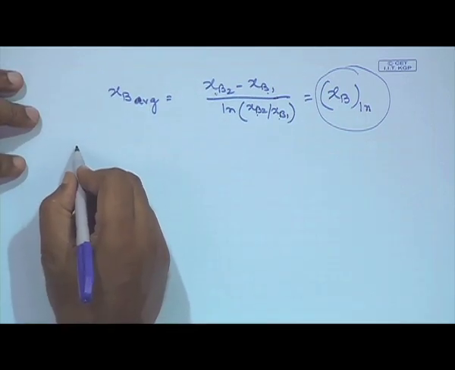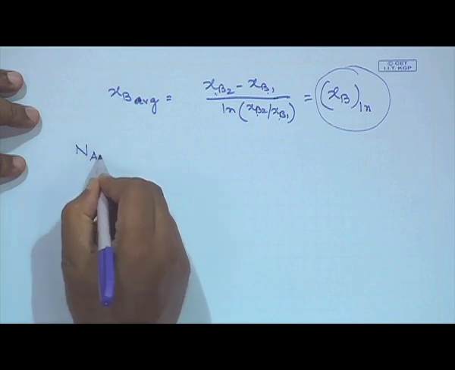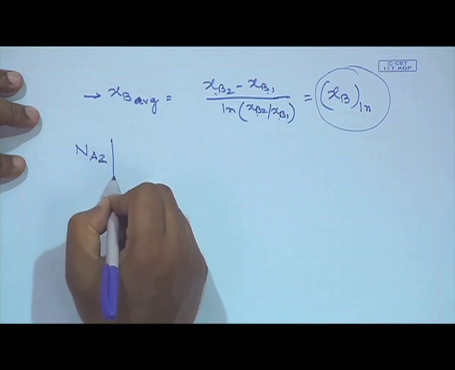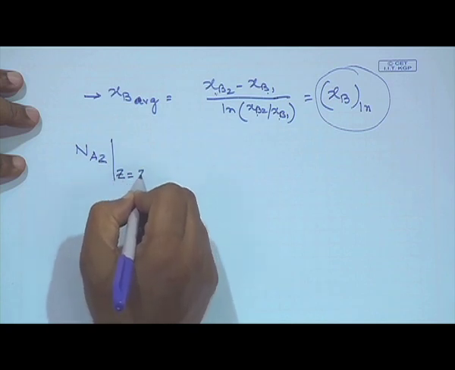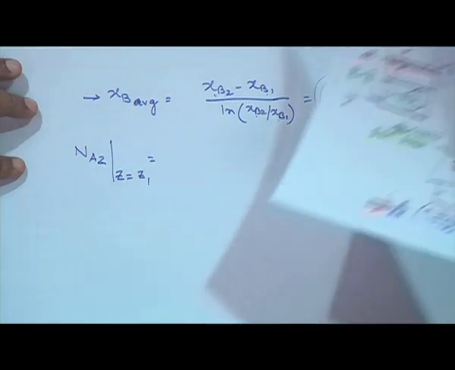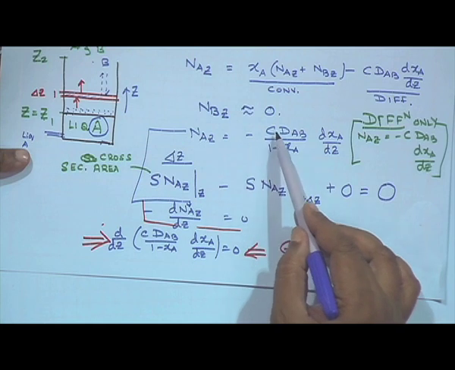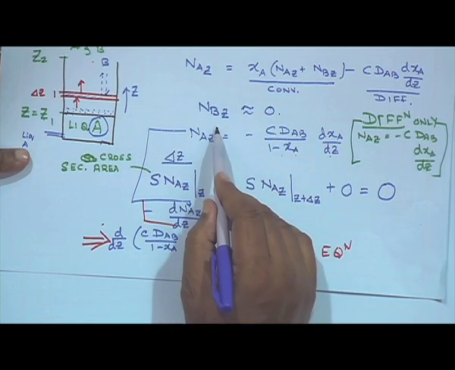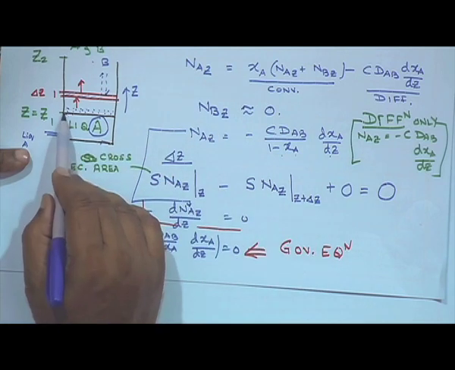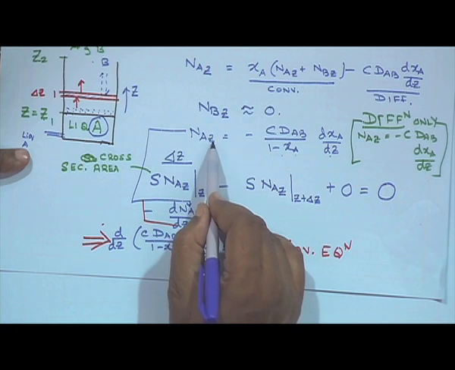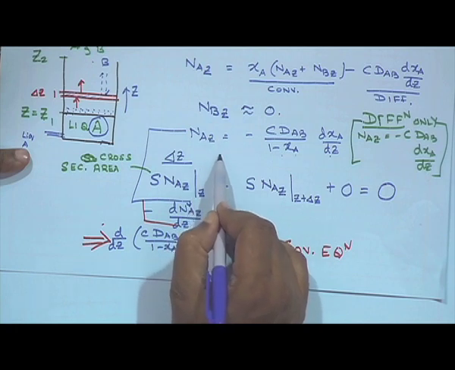Another thing of interest is what is the mass flux. From this profile, can you obtain the mass flux at z equals z1? From my previous analysis, we understand that the mass flux is minus C DAB times 1 minus XA times dXA by dZ. So, if I have to find the mass flux at this point, I simply have to evaluate this mass flux at Z equals Z1.